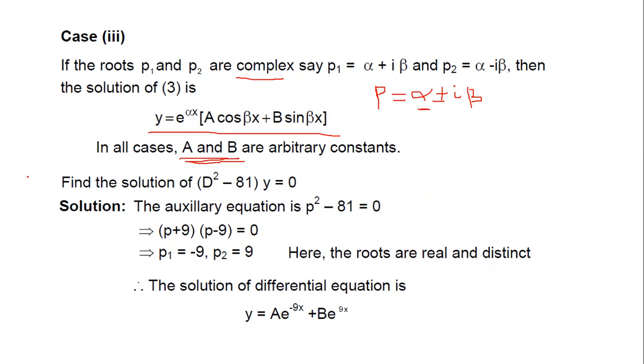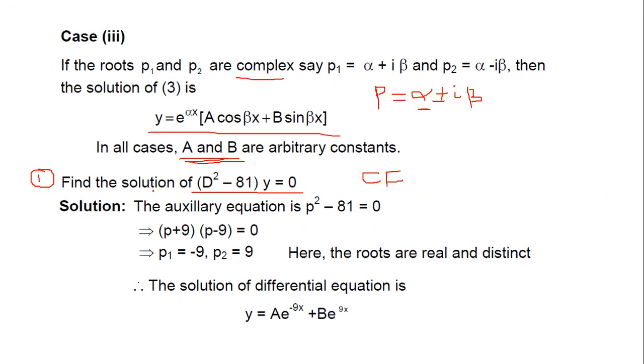Now we will see example number 1. Find the solution of (D square minus 81) y equal to 0. When the right hand side is equal to 0, leave it as it is. In case the given problem asks to find the complementary function, find only the complementary function. In case the right hand side has something, either a constant or a function of x, you have to make the right hand side equal to 0. Then you proceed.